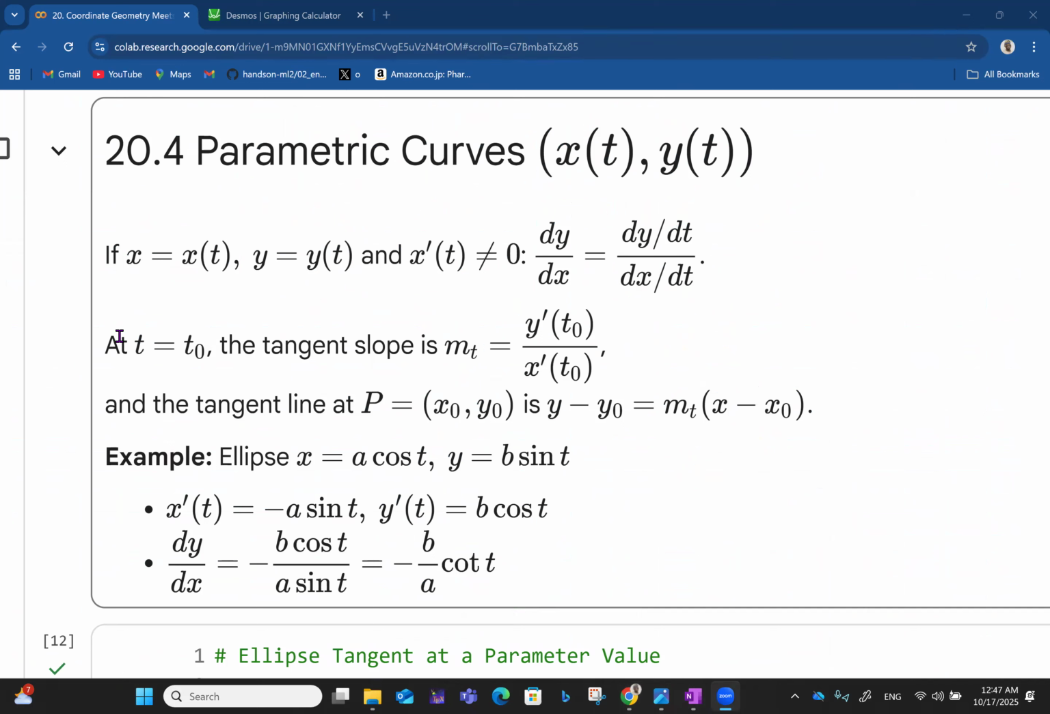So once we have this at t equals t naught, then the tangent slope will be m sub t, which is y prime of t naught all over x prime of t naught. That's substituting t naught into all of this. And the tangent line at p, x naught, y naught, is y minus y naught equals m t into x minus x naught, like this. Of course, if you want the normal too, just take the negative inverse of this.